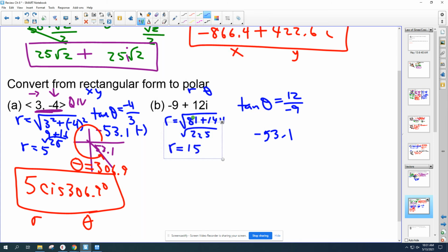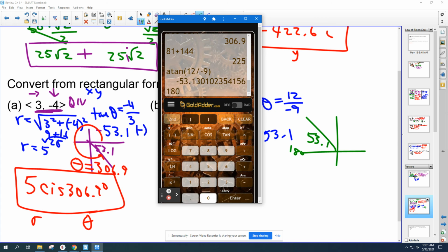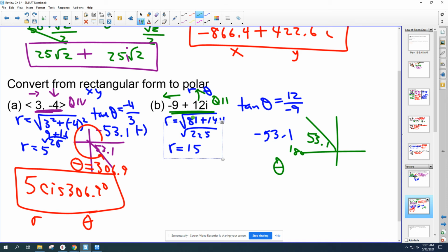Okay, but it's not in the same quadrant because that takes us left and up. Left and up puts us in quadrant 2. So we've got a 53.1 in quadrant 2 this time. So that's right before 180. So this time we do 180 minus 53.1, which is 126.9. So theta is 126.9 there. Answer: 15 cis 126.9.